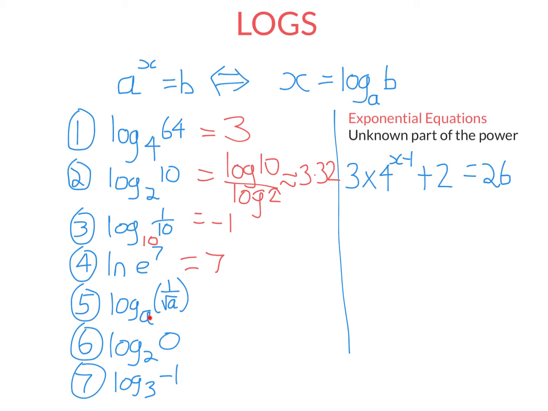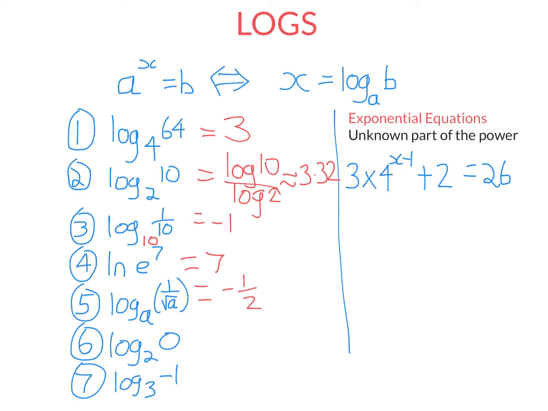So this one here, the base is just a. We're saying what power do you raise a to get 1 on root a? We need to write this as a power of a. So it's a to the power of a half because of the square root, and because it's on the bottom, it's a to the negative a half. If you raise a to the power of negative a half, you get 1 on root a.